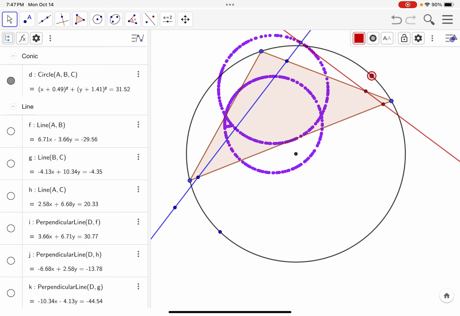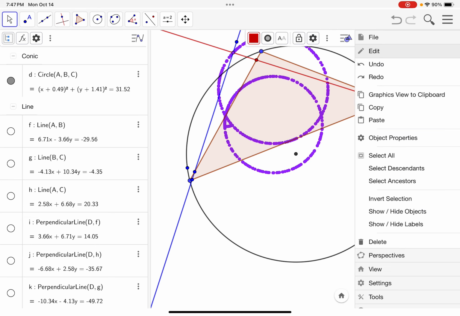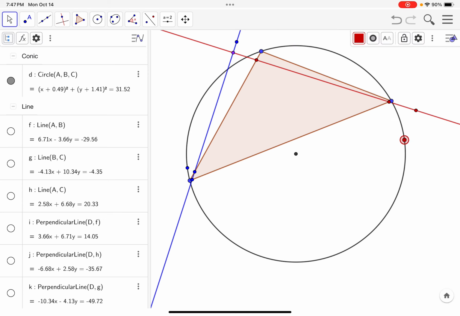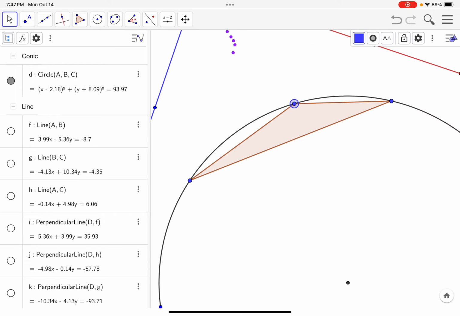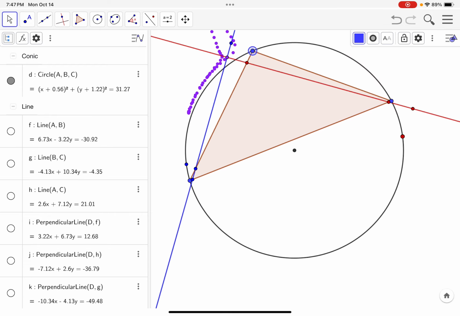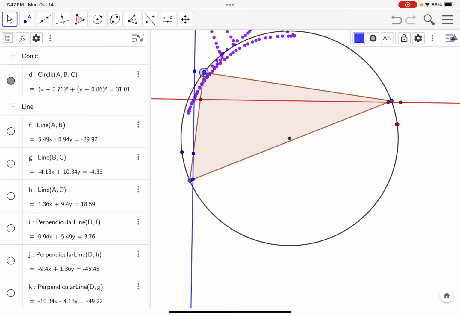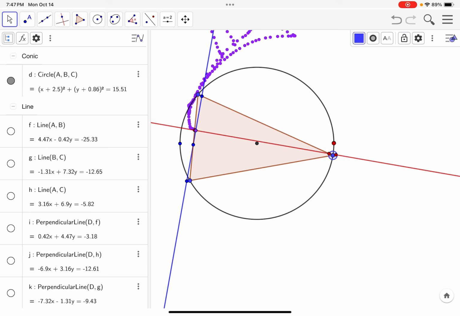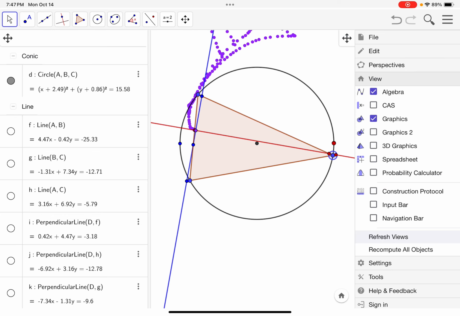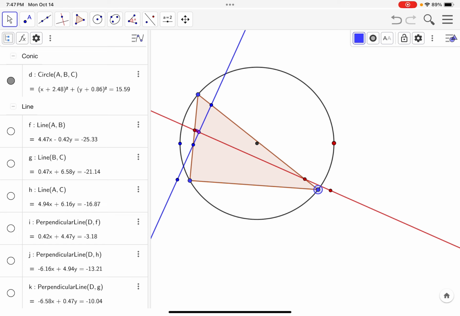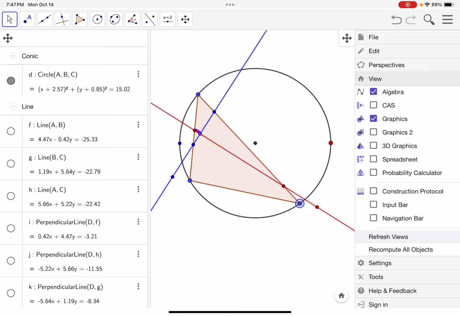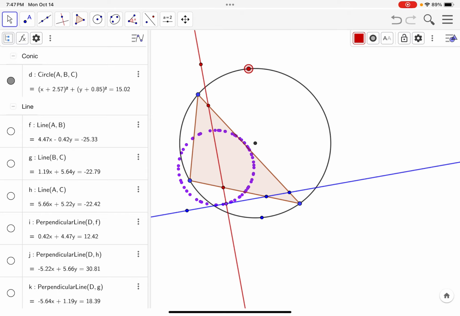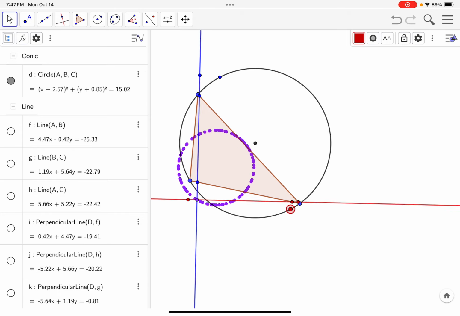So sometimes it's helpful to erase the traces. You can find that over here under View, Refresh Views, and it'll erase traces, and then you can adjust the triangle however you want. Unfortunately, the traces go with you, even if you're adjusting the triangle. So I'll go to Refresh Views again and march this red point around. And again, it does appear like that could possibly be the 9-point circle.